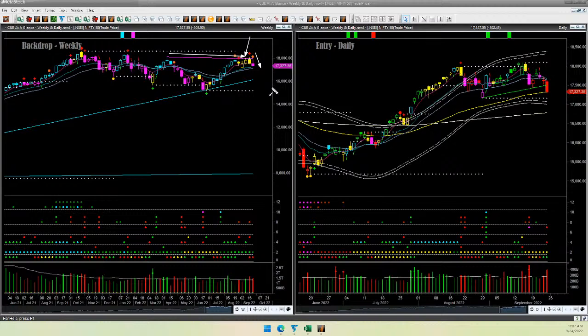What is the trend? Sideways. What is my preferred trading direction? Here I don't have any preferred trading direction.